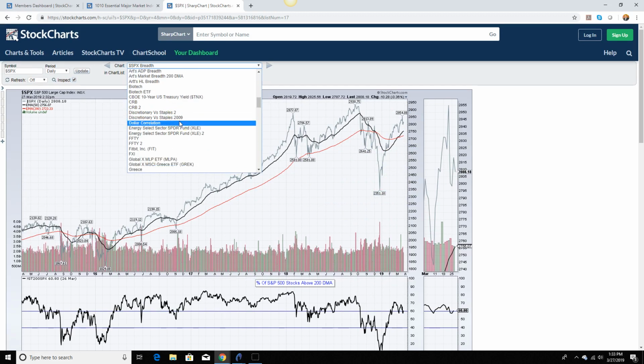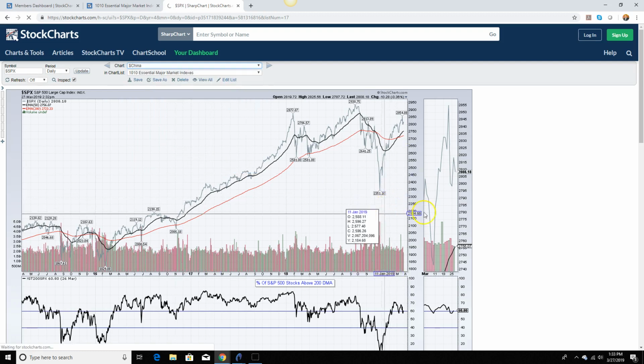If I want to look at China, I just want to come back to this China chart. Why am I not seeing it? Maybe it's because I'm not up there. Okay, there we are.